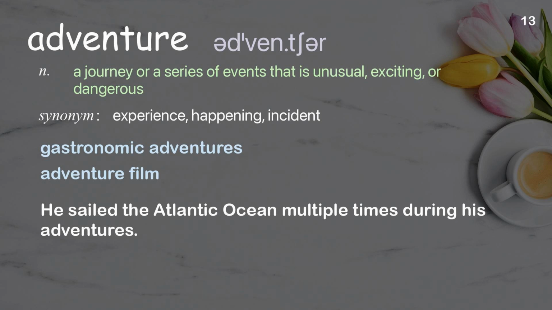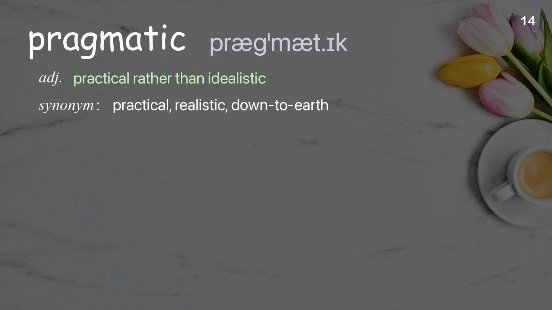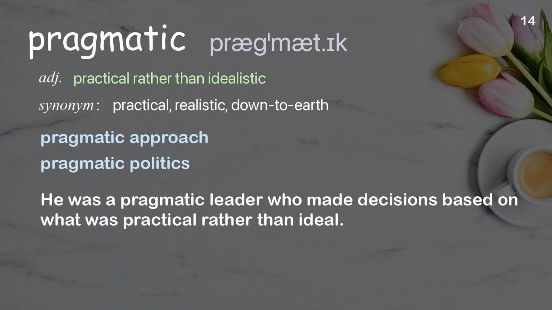Pollute. To make an area or substance, such as land, air, water, etc., dirty or harmful to living things, by adding waste matter or harmful chemicals. Examples: Pollute the air. Pollute the thread. We should do our best not to pollute the environment.